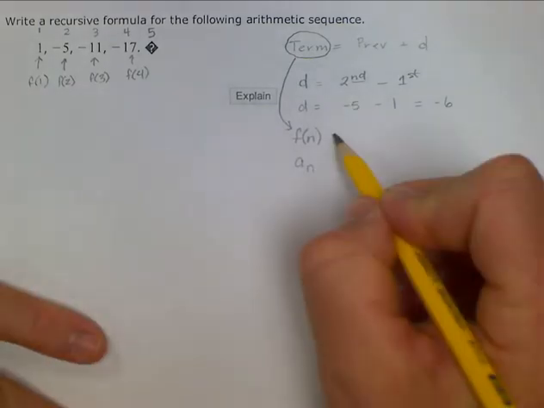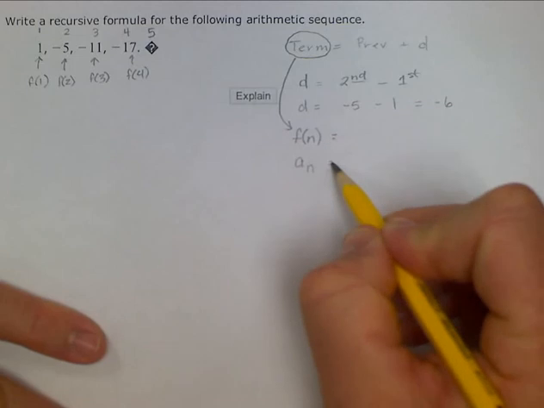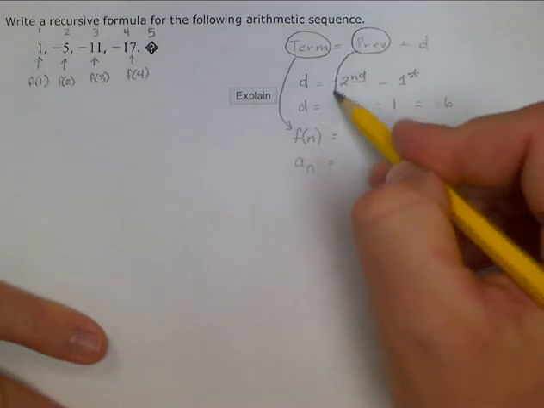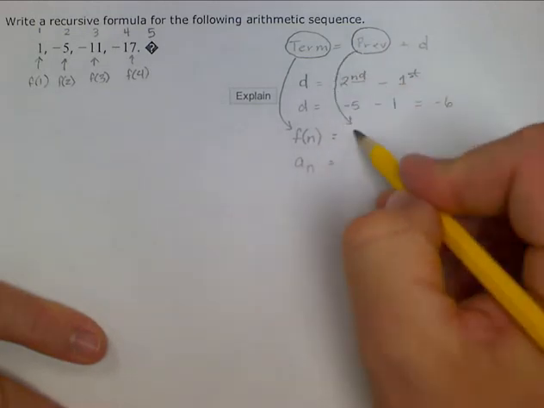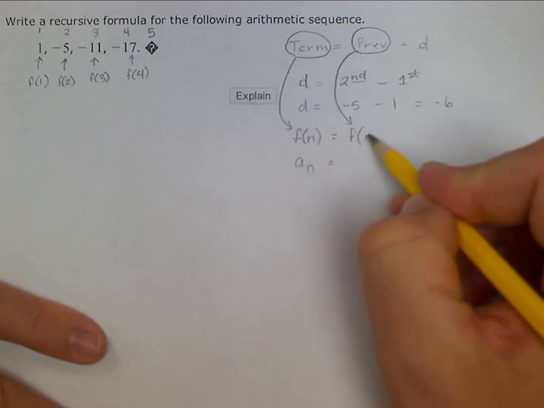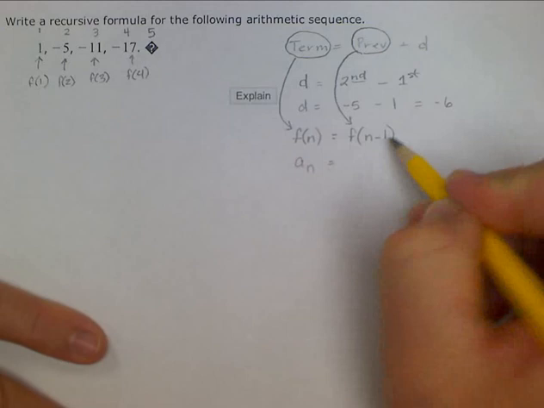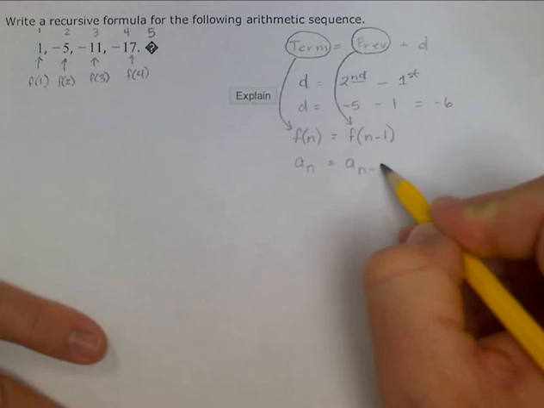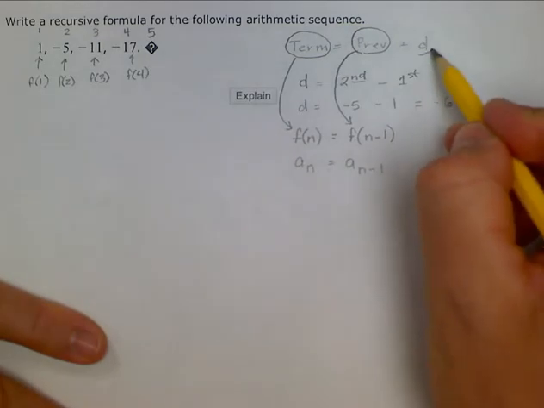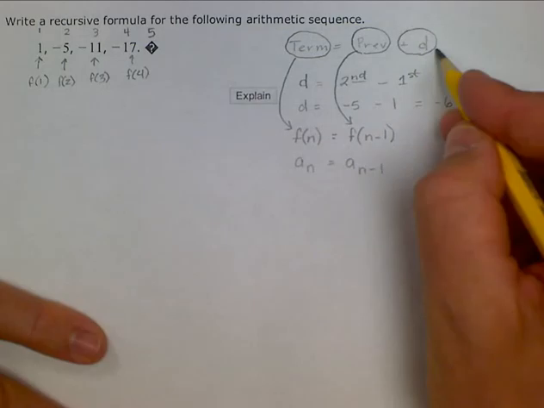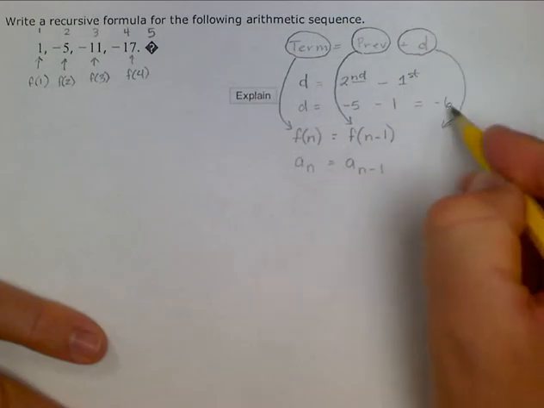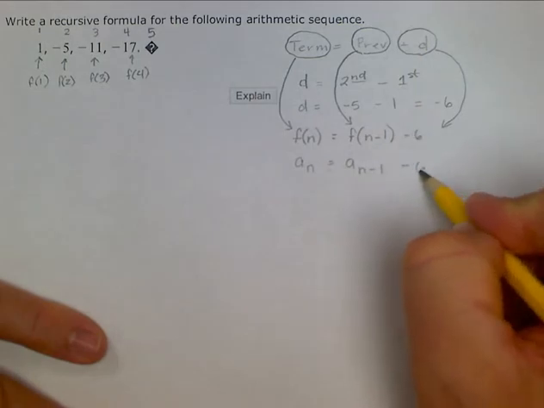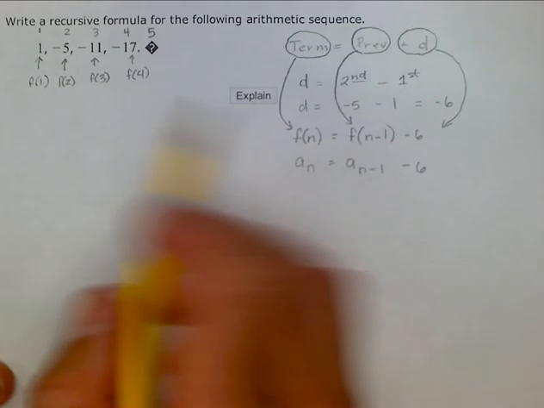The second part, our previous term, is going to be expressed as the term before n, the one that we're interested in. So this can be expressed as f of n minus 1, or it can be expressed as a sub n minus 1. And then finally, we need to input our d. So we would add -6, or just -6. And so here are two ways to write our recursive formula for the following arithmetic sequence.